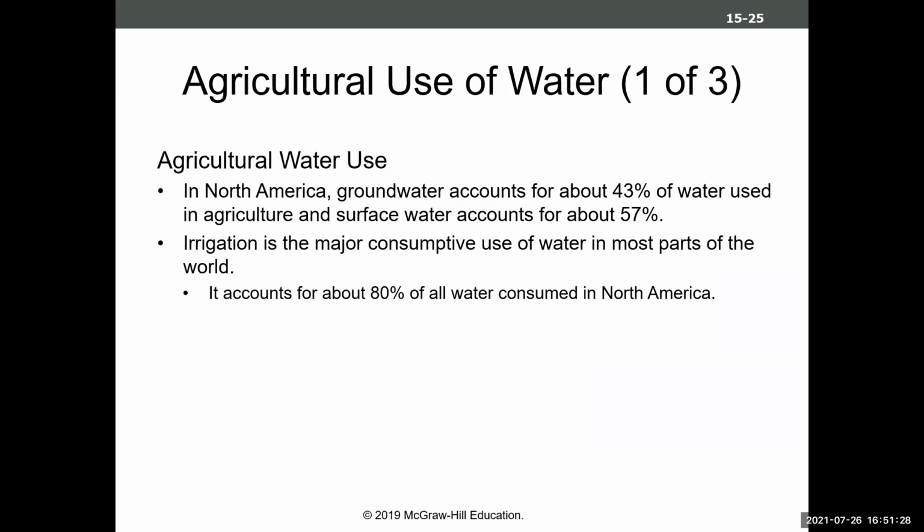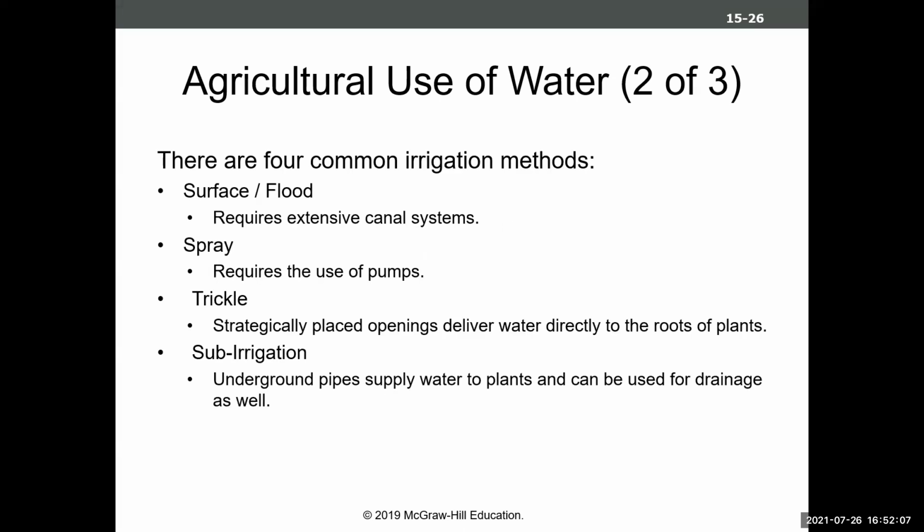In North America, groundwater, so pumping water out of the ground, is about 43% of the water that's used for ag. Surface water makes up the remaining 57%. And irrigation is one of the bigger forms of water transportation that allows water to get to these ag areas in most parts of the world. It accounts for about 80% of all water consumed for North America, so the process of irrigation.